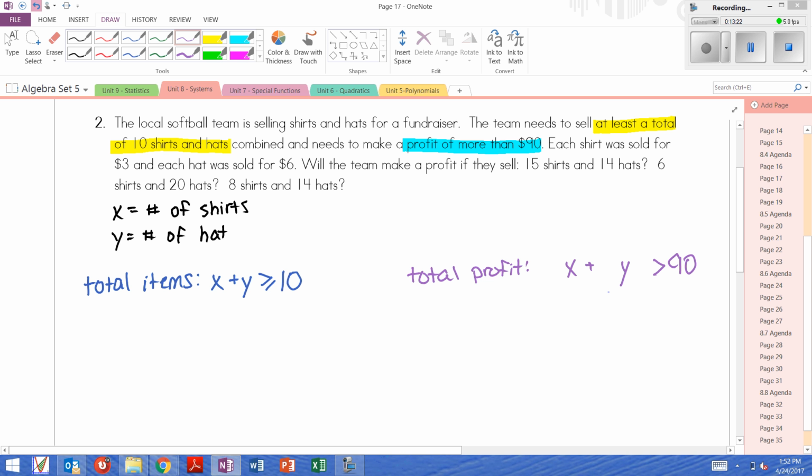There's something wrong. So do we know how much a shirt is? Yes, we do. A shirt was sold for $3 and a hat was sold for $6. All right, next what I'd like for you to do is pause the video and solve your inequalities for y so we can graph those easily.